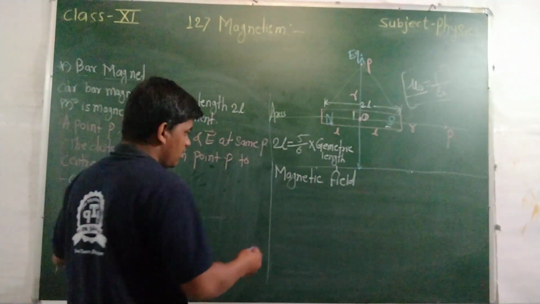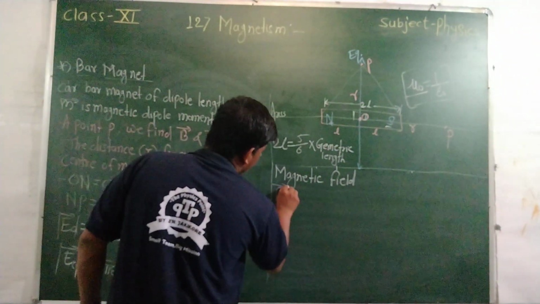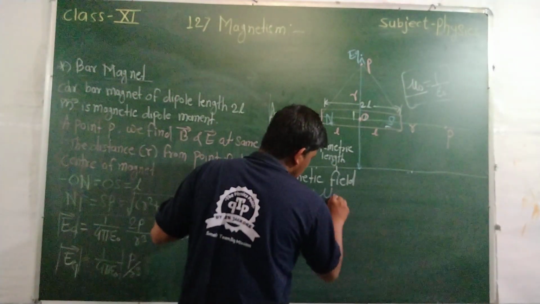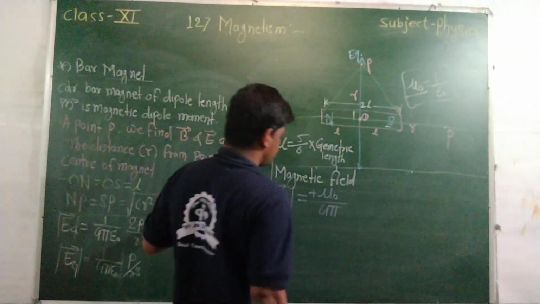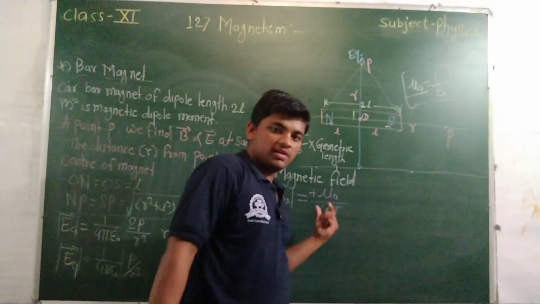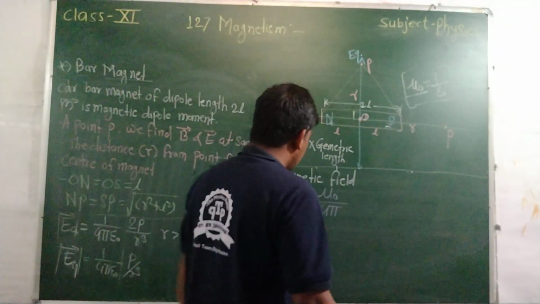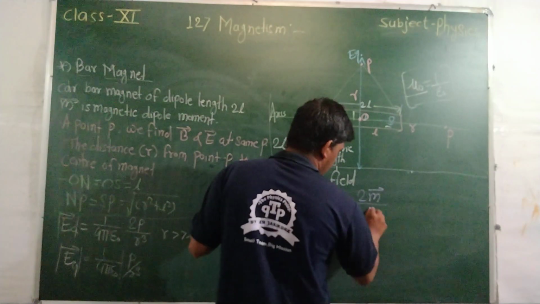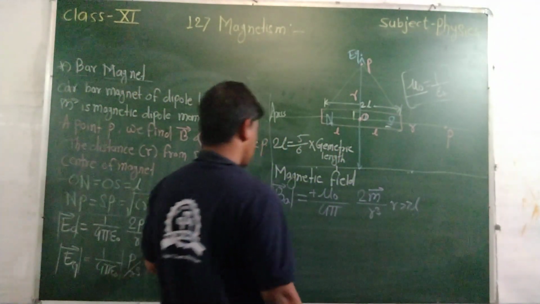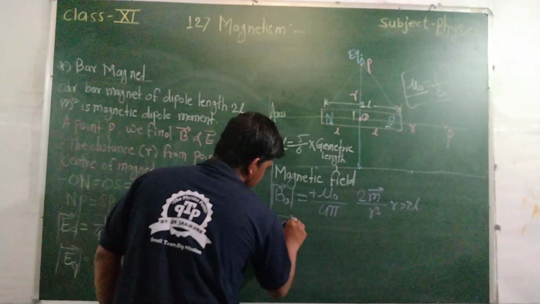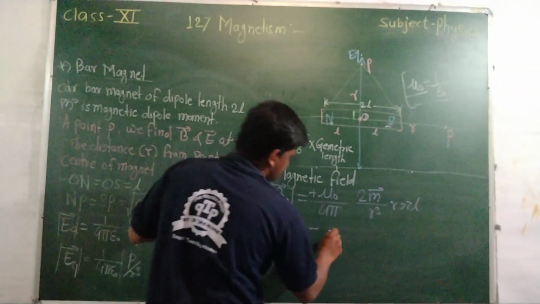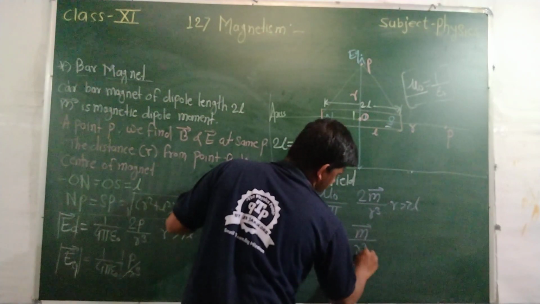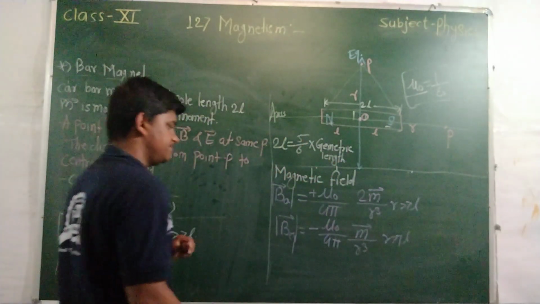The axial magnetic field, magnetic field shown by the letter B, as we discussed in the previous lecture, is mu 0 divided by 4 pi times 2M divided by R cube, where M is the magnetic dipole moment and R is much greater than L. Then for the equatorial, it is minus mu 0 upon 4 pi times M divided by R cube, with R much greater than L.